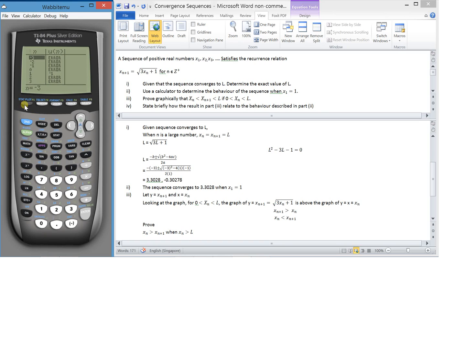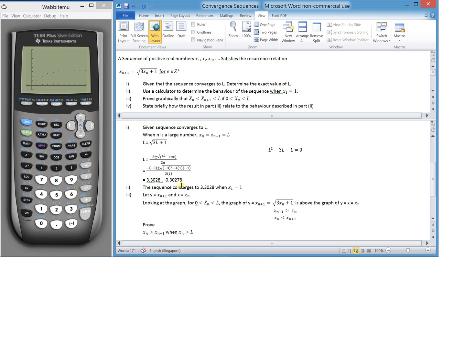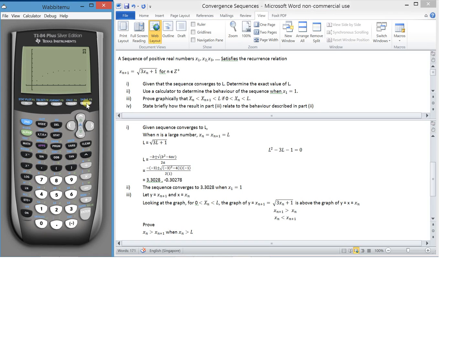So we go back and say my x1 is equal to 1. We see the table and we see the graph. The sequence converges. You can say that the sequence converges to 3.3028. How do I know? Because I see the table and I know.